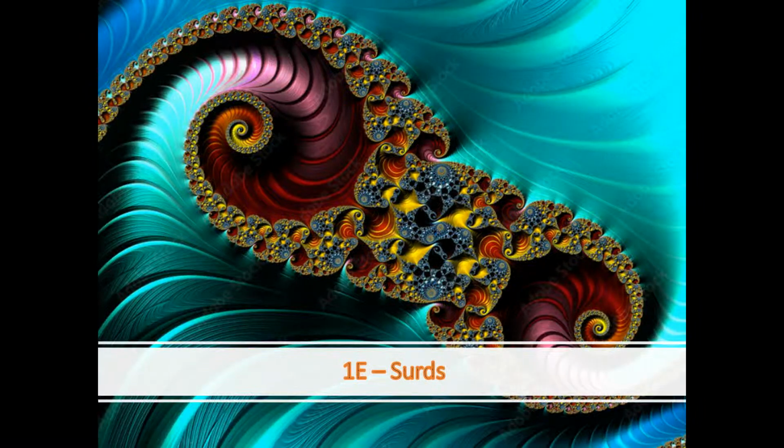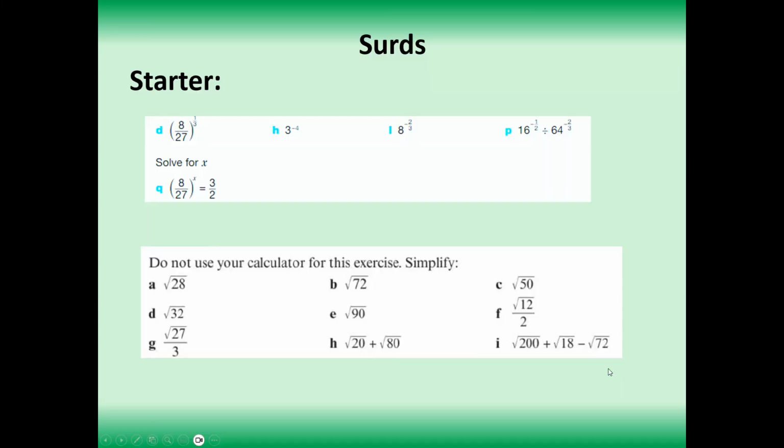Here we will be learning about surds, what surds are, and how to simplify expressions involving surds. Surds, if you're not sure, are basically the square root sign. So any expression that has a square root sign has a surd in it. Alright, let's have a look at that. In this video, you will be able to answer these questions without a calculator.